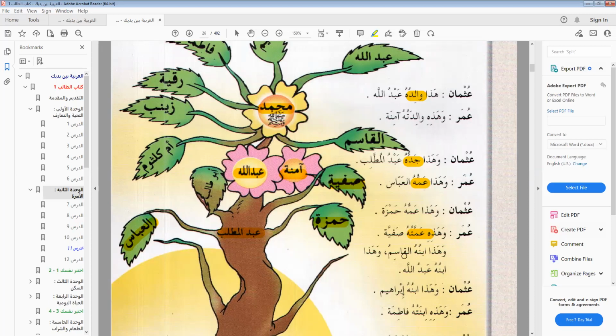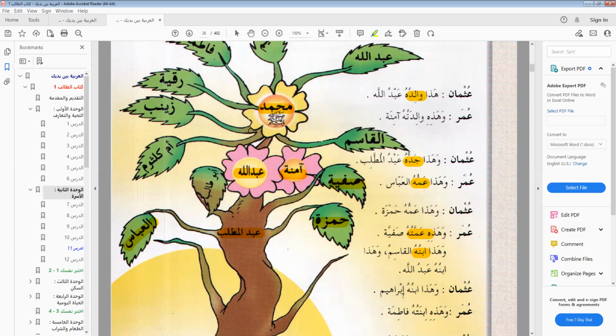Wa hadha ibnuhu al-Qasim. And this is his son. Wa hadha ibnuhu, this is his son. Ibnu is son. Al-Qasim. So one of the Prophet's sons is what? One of the Prophet's sons is what?